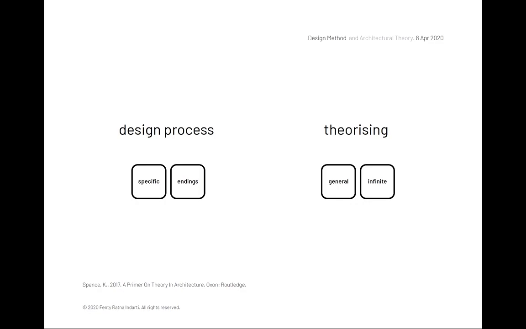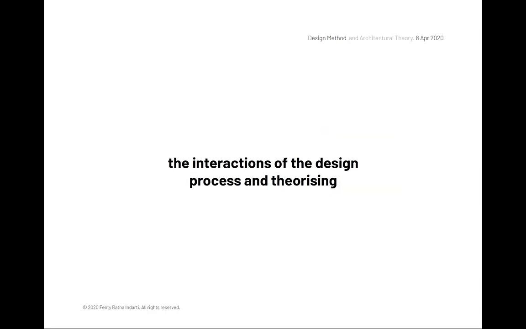Furthermore, design process has a definitive ending. It ends when the proposal is provided. Meanwhile, theorizing, on the other hand, is infinite. One theory can lead to another theorizing and it can happen anytime. Next question then is how design process and theorizing interact.